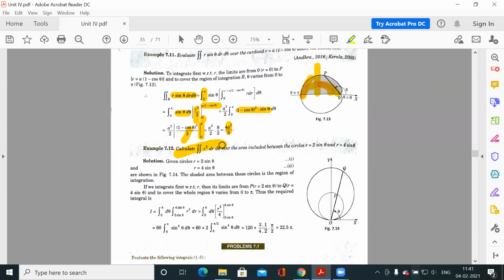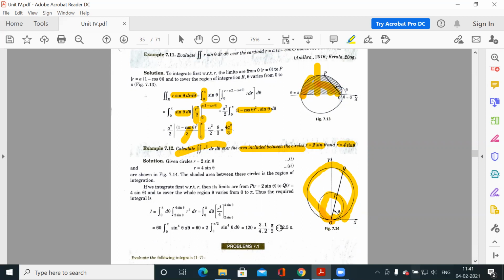Now calculate this over the area included between the circles r is equal to 2 sine theta and r is equal to 4 sine theta. So r is equal to 2 sine theta is this circle above the x line, and r is equal to 4 sine theta is this circle above the x line.